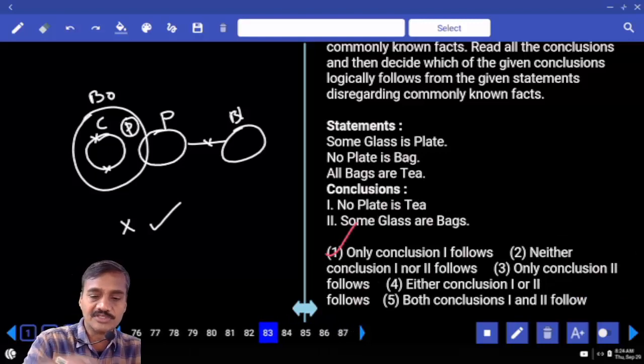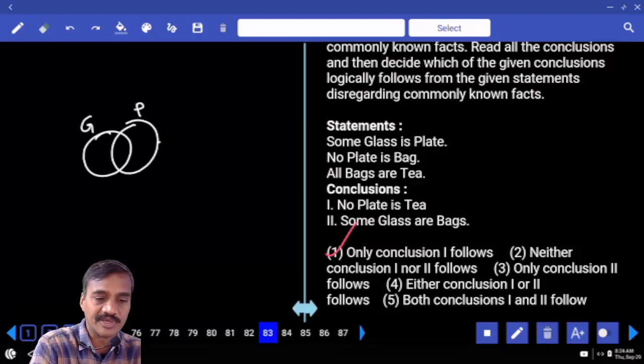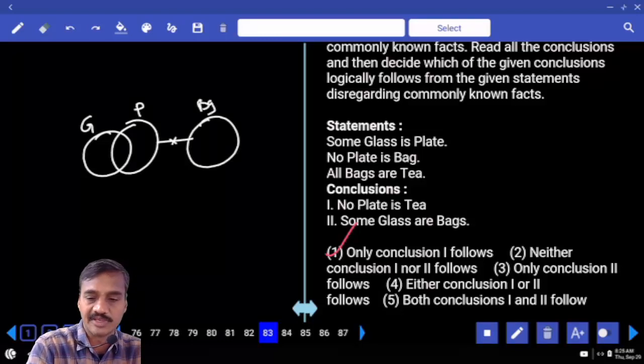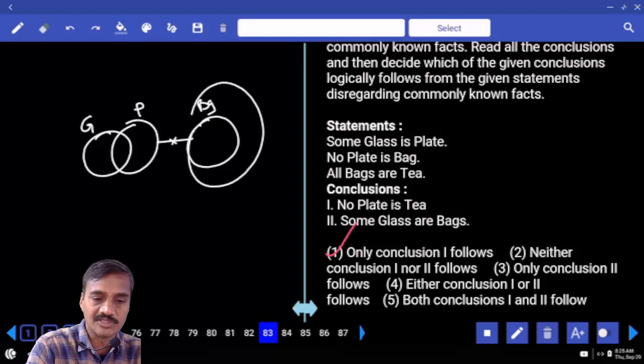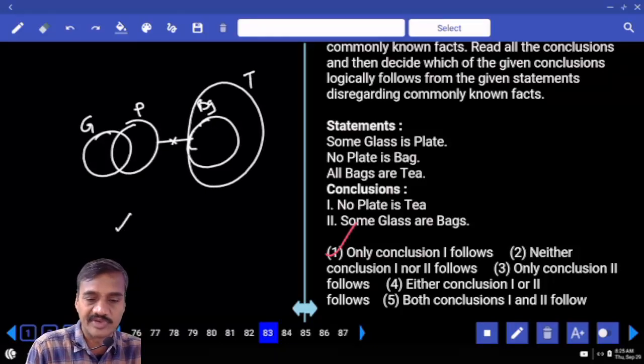Then coming to 83. Some glass is plate can be written like this, glass and plate. And no plate is bag, no intersection between plate and bag. And all these bags are teas. And no plate is tea, definitely true.